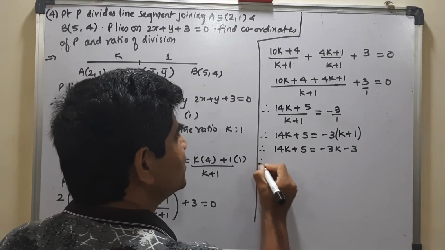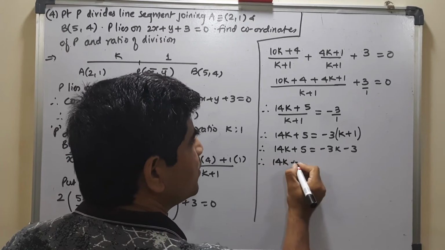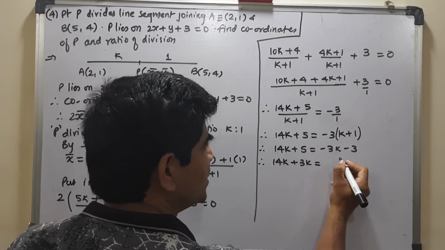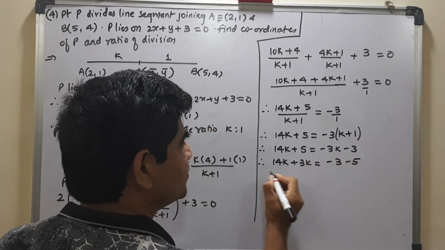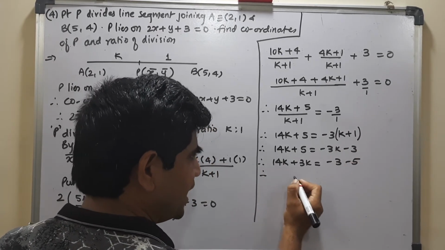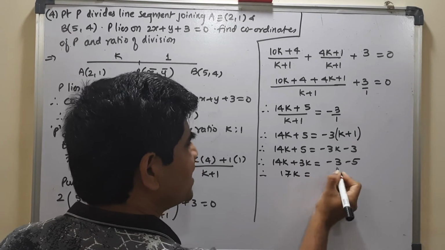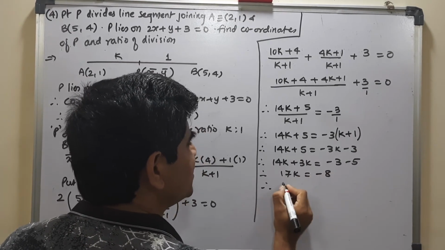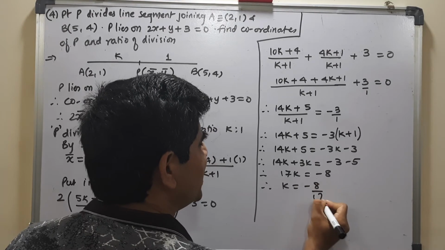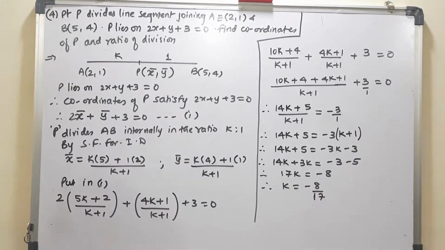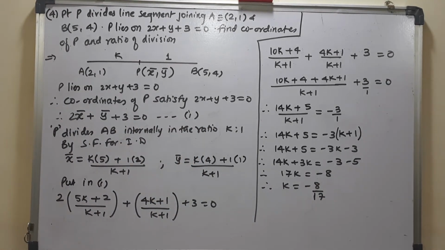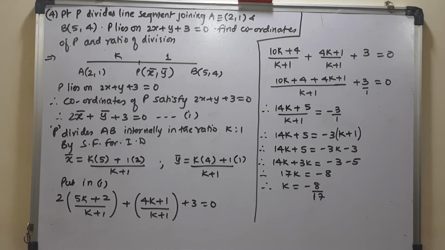So I get here 14k plus 3k is minus 3 minus 5. So 14k plus 3k is your 17k is equal to minus 8. So k is equal to minus 8 by 17. So if you remember, I have told you very clearly that if k comes negative, it means that the division is external.